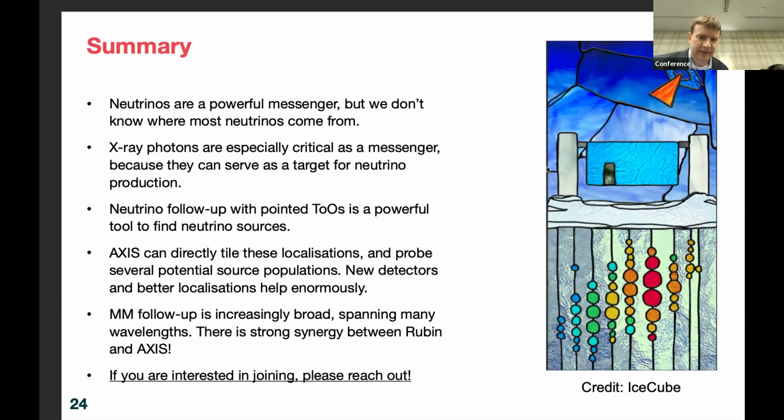And it's extremely broad. I didn't mention all of the many, many observatories that are doing follow-up. Rubin's just one of them. But this is going to be a really nice network that exists in the next decade that AXIS could be at the center of.